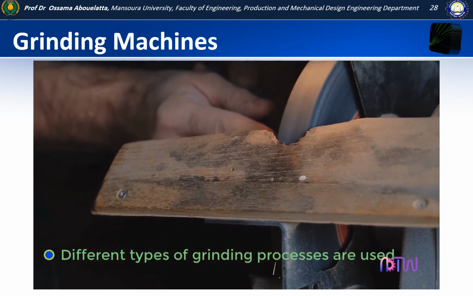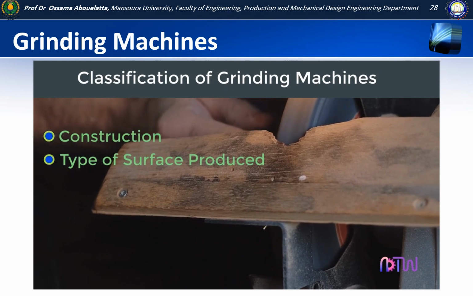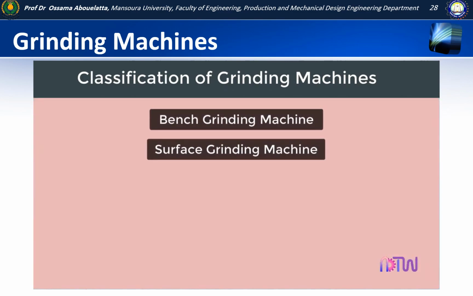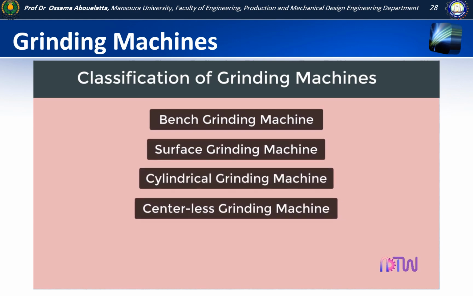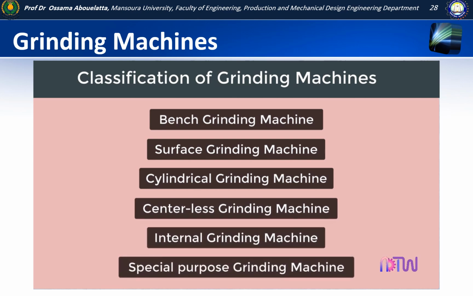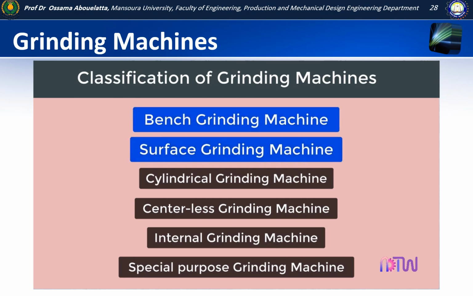These grinding machines are classified based on their construction or type of surface produced, such as bench grinding machine, surface grinding machine, cylindrical grinding machine, centerless grinding machine, internal grinding machine, and special purpose grinding machine. In this video, we will see the construction details of the bench grinder and the surface grinder, which are most commonly used.